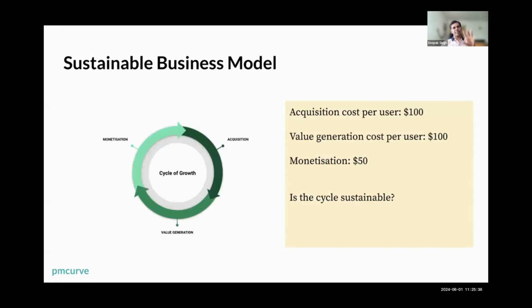So let's say we have this cycle of growth. I love the cycle of growth, by the way. You can ask the people who have taken the advanced growth program. I love the cycle of growth because it simplifies things so much. So this cycle of growth: acquisition, value generation, monetization.